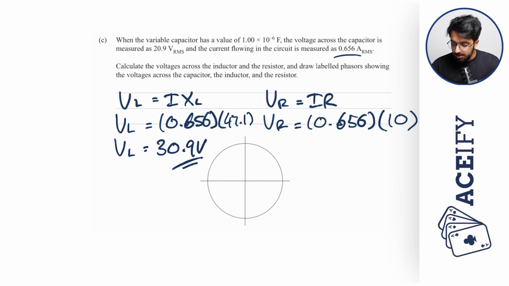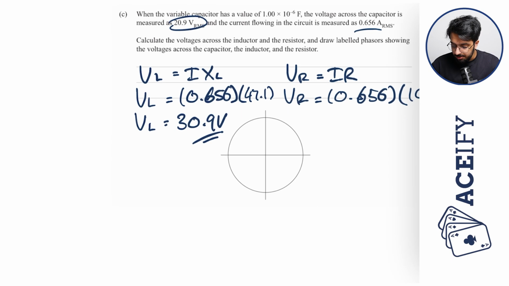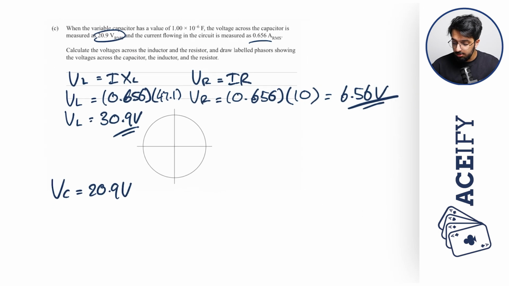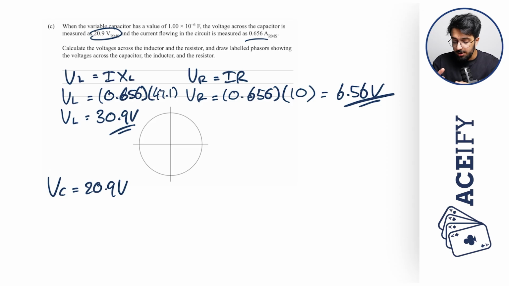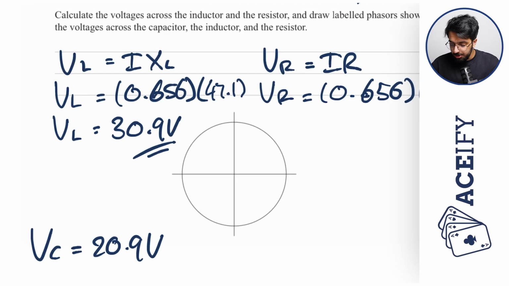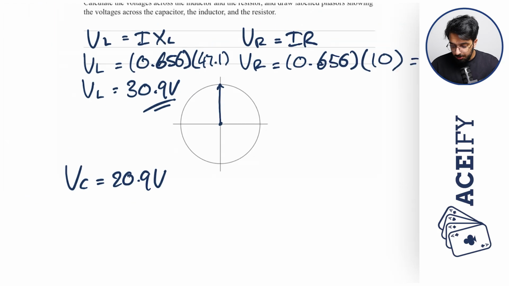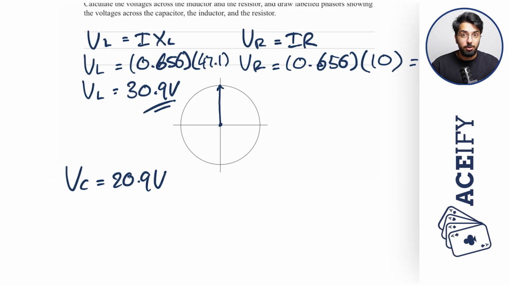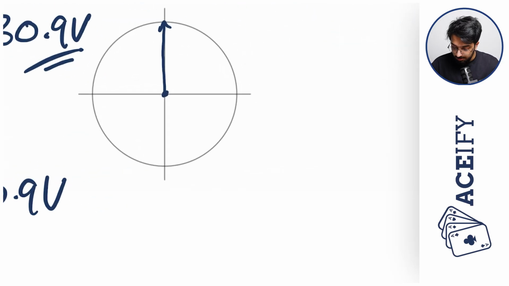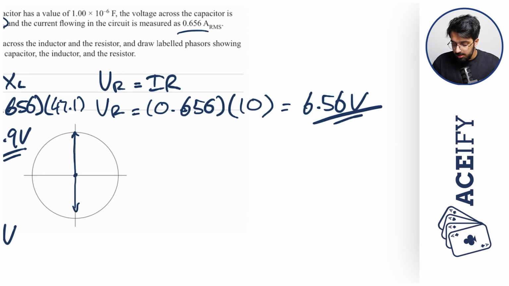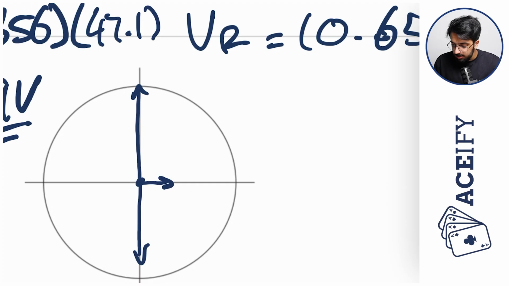Now we are given the voltage across the capacitor as 20.9 volts, okay, and so from here we have the magnitudes of all our voltages, and so now we can make a phasor diagram from that. Our voltage of our inductor is going to be the largest, so I'm going to make that the largest vector. The voltage across the capacitor is 10 volts smaller, and so I'm going to make that vector slightly smaller, like so. And as you can see, the voltage across the resistor is much smaller, so we're going to make it something like that, okay? And so this is VL, this is VC, and this is VR.